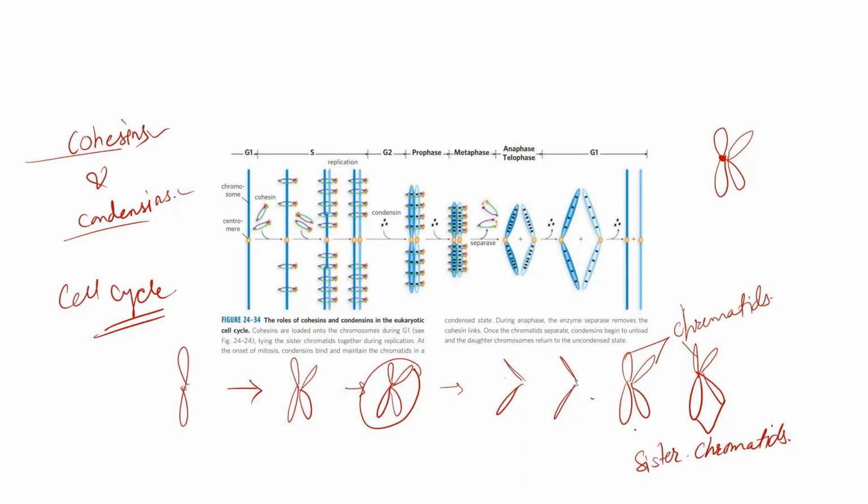And condensin will help in compacting and again separating the protein, cohesin and condensin. Both of them. Hope this much is clear. So now let us talk about the two important parts on the chromosome, that is telomere and centromere. So now we are going to discuss the telomeres and centromeres.